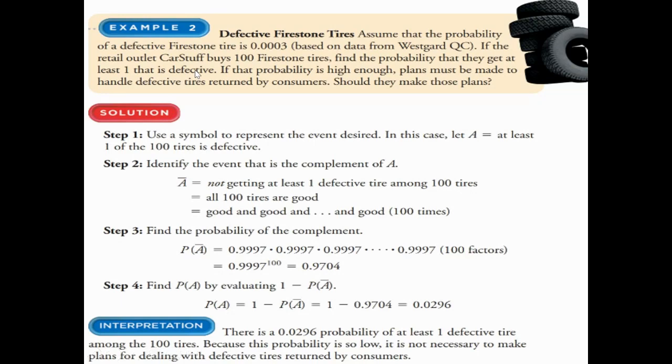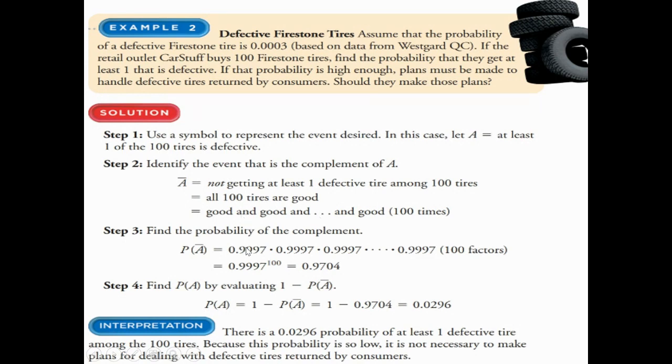Well, that could be 1 tire is defective, 2, 3, 4, 38, 49. Tired already. So the easy way around this is to use the complement rule. All right. Let A equal at least one of the 100 tires is defective. Identify the complement. The complement of at least 1 defective is you get none of these defective. None of them are defective means all 100 must be good. That's a good one and a good one and a good one and a good one.